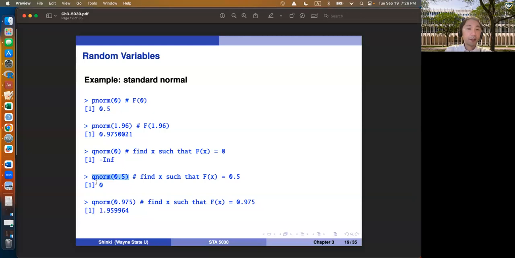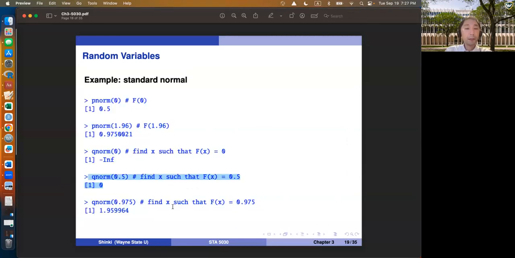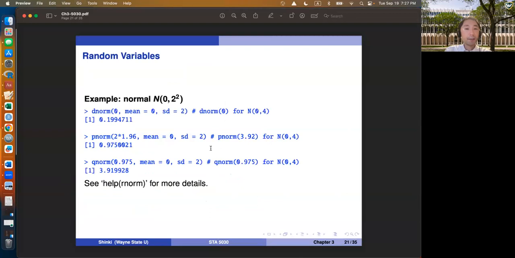qnorm of 0.5 is the inverse function of pnorm. So we get 0.00, right? If the area is half, so we have the area of 0.5, then the threshold is 0. And qnorm of 0.975, then we get 1.96. This is the opposite of this. And rnorm, we have already done that.